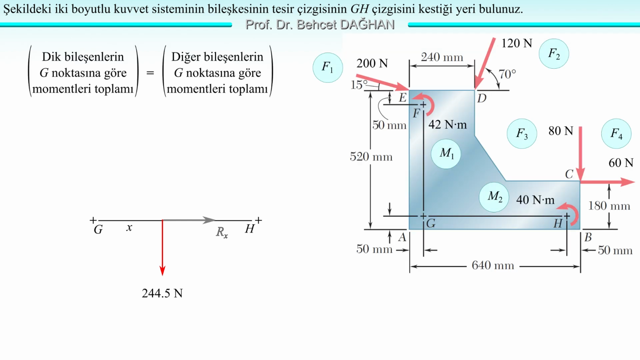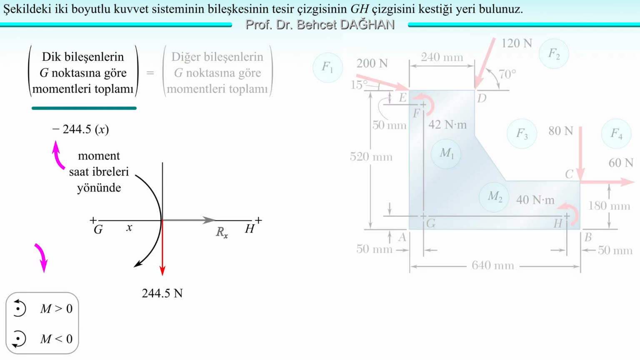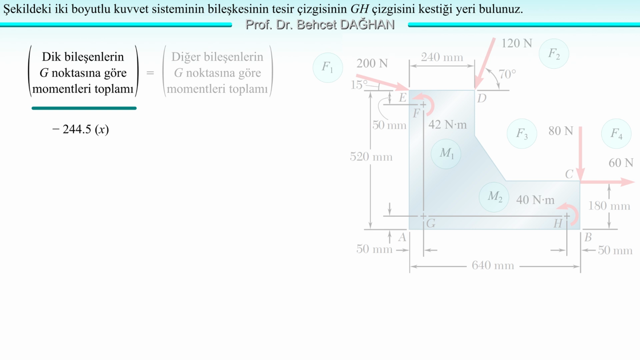What did we say? We'll take the moment about point G. The moment of Rx is 0. There's no need to find Rx. Ry had a moment, and we found Ry. Now, we'll write the moments of these rectangular components on the left. We said Rx has no moment. The moment of Ry is 244.5 times x. But since it's clockwise, it's negative. We put the minus sign in front of it. Let's move on to finding the moments of the other forces.